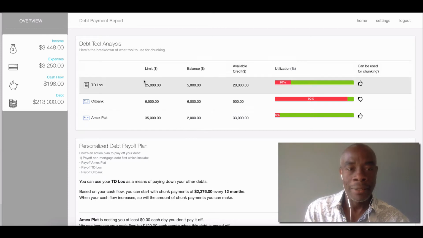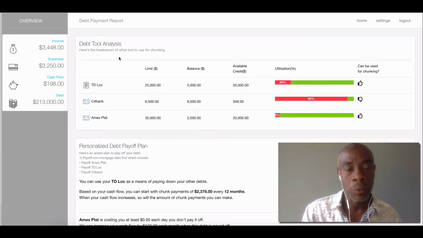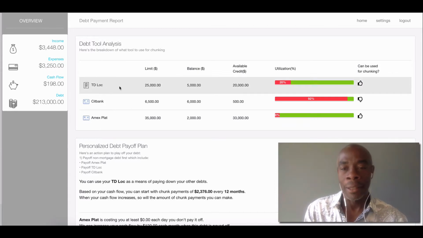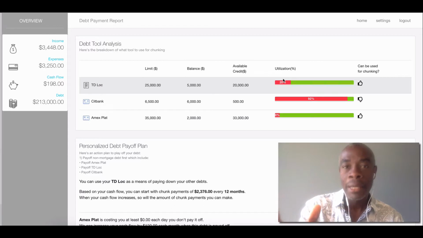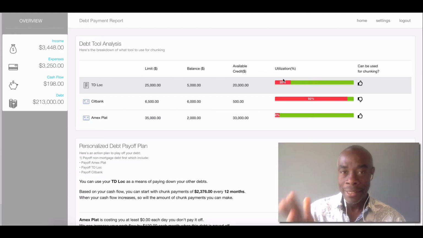So what it does is it starts off with analyzing your debt. It says, what do you have? You got your line of credit, and it breaks down just based on the information you entered. It checks out your utilization. Now, why is utilization important? Because utilization may have an impact on your credit score. The goal is to keep your utilization on any of your debt less than 65, 66% in that range.